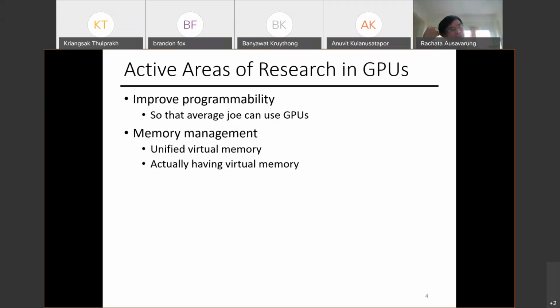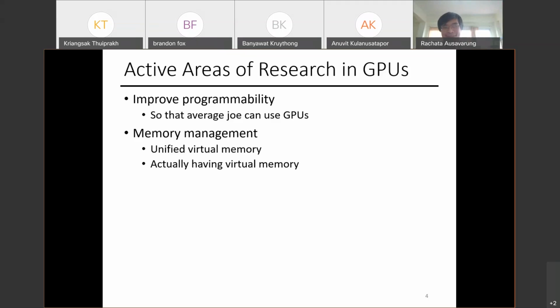Another active research area, which I'm personally involved in, is memory management. The first bullet point is actually virtual memory. I'm going to talk about this particular research that I did next week, and unified virtual memory, where you need to migrate data between the CPU memory and the GPU memory. These things are not efficient. That's how flat out I can tell you. It's not efficient. It's there to improve.